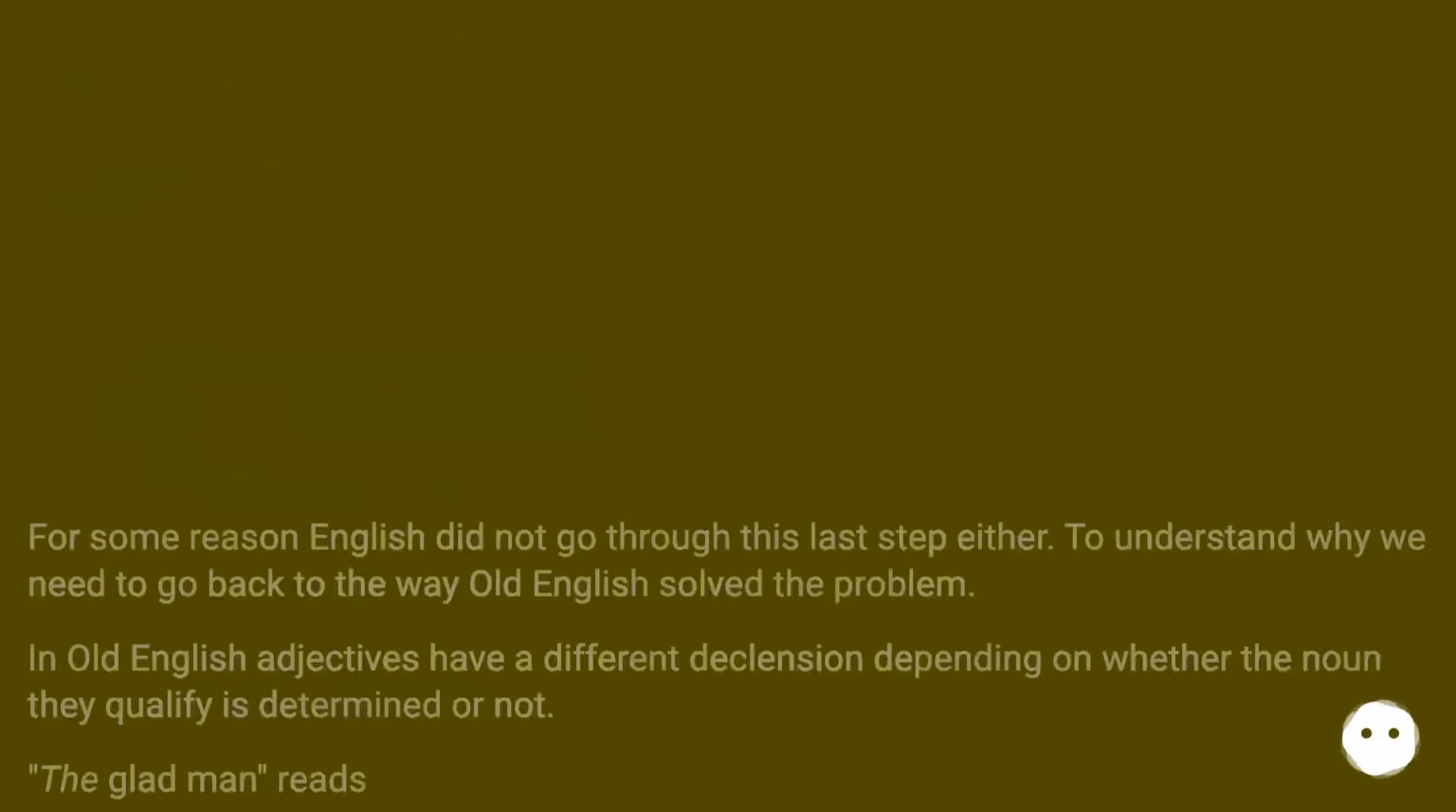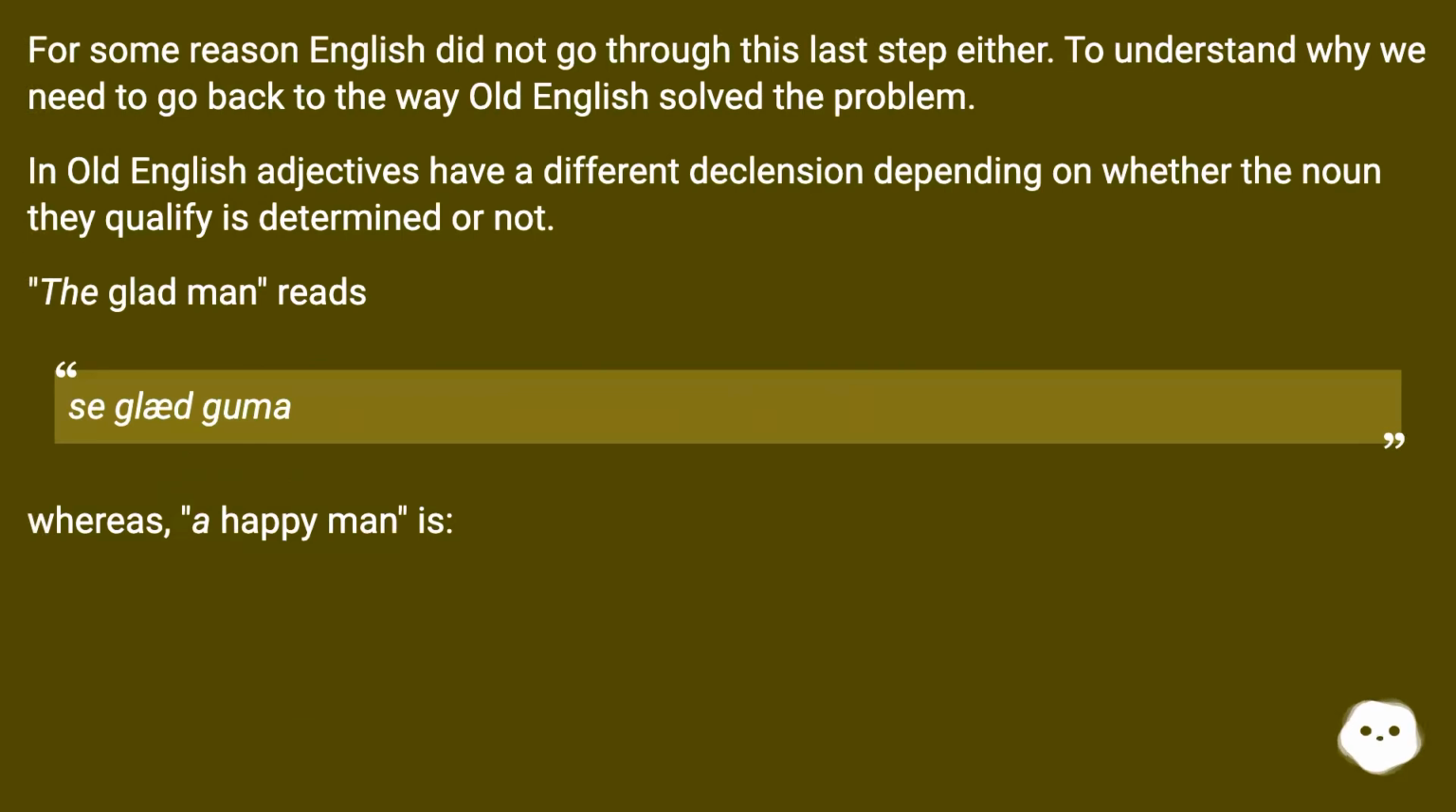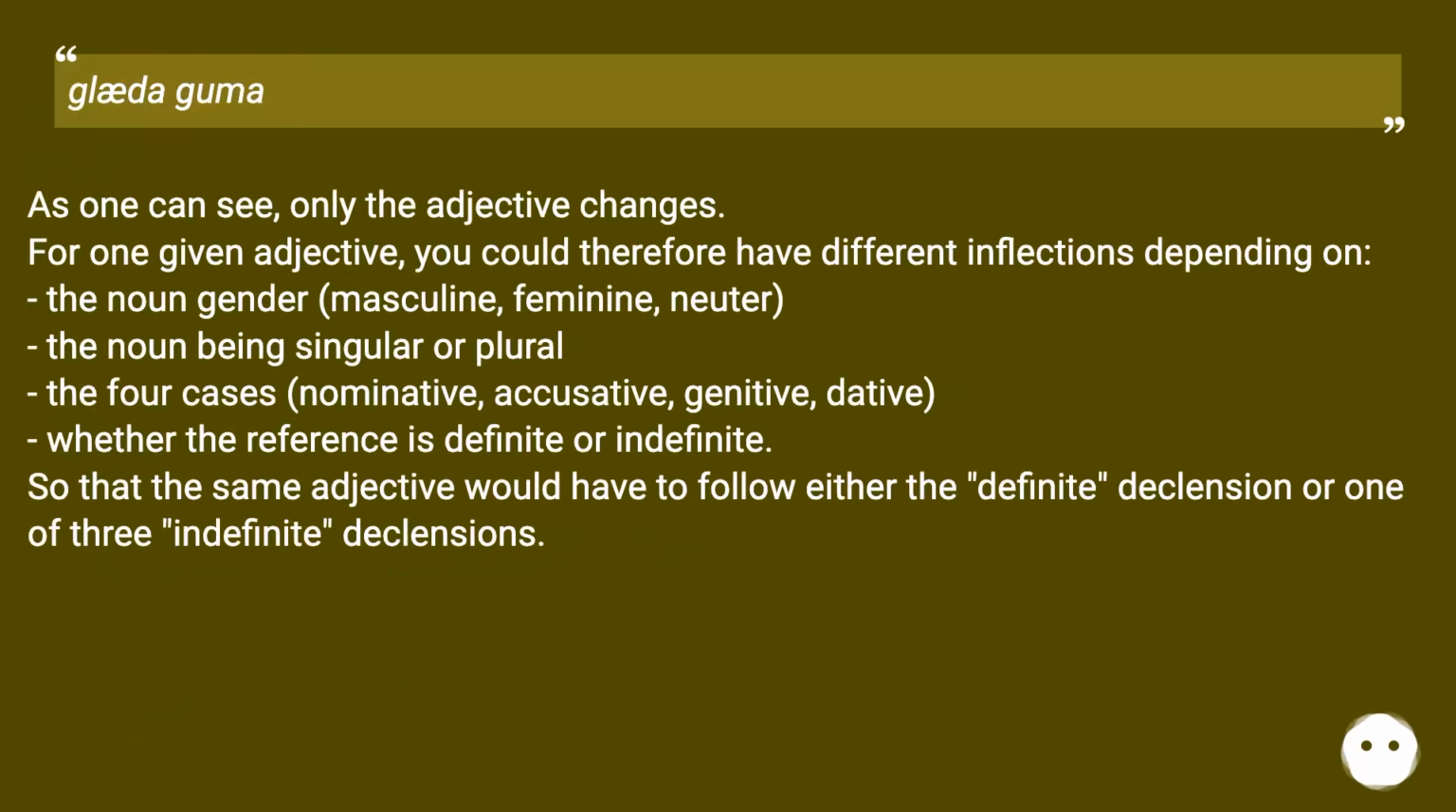For some reason English did not go through this last step either. To understand why, we need to go back to the way Old English solved the problem. In Old English, adjectives have a different declension depending on whether the noun they qualify is determined or not. The glad man reads "se glada guma," whereas a glad man is "glad guma." As one can see, only the adjective changes.